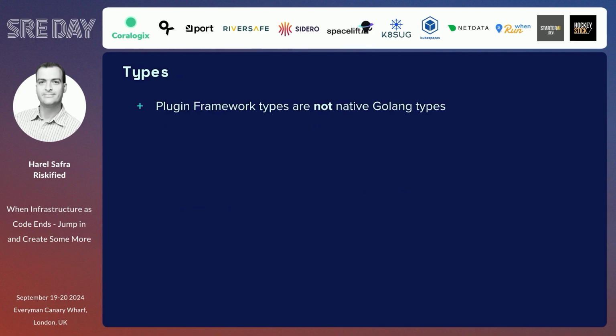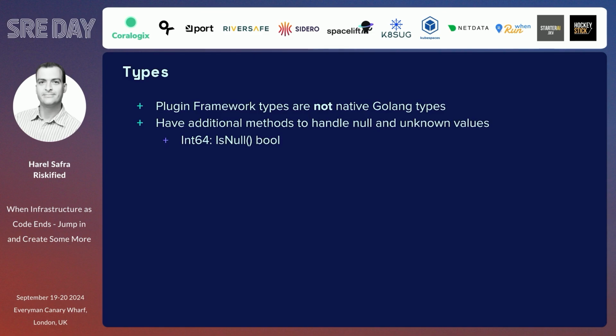The plugin framework types are not native Golang types. It's important to understand because you need to translate them. They have additional methods that handle null values, that handle unknown values. Like, for example, an int64 has an is-null method that will return true or false if it's null. Golang by itself doesn't have a null concept on its primitive types. So there needs to be a bit of adaptation on that.